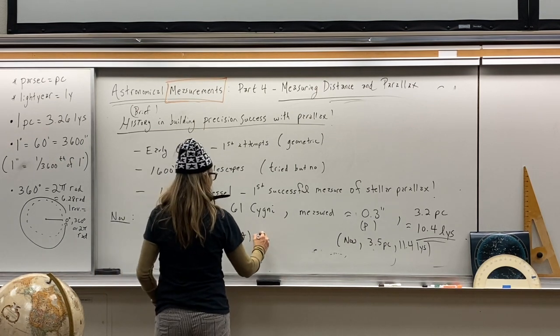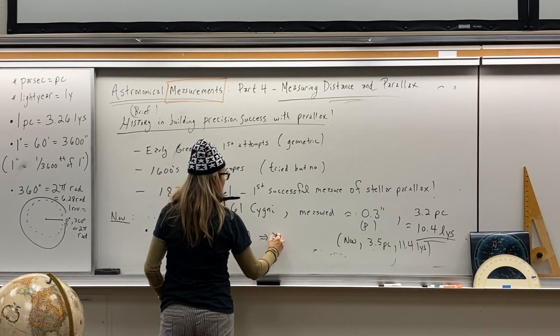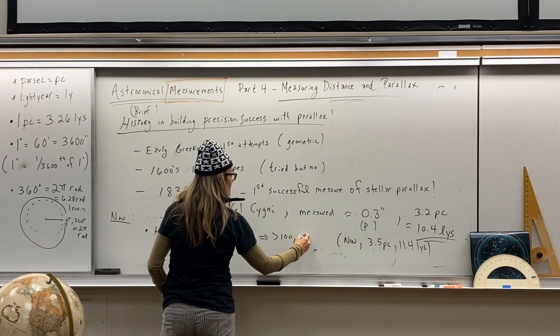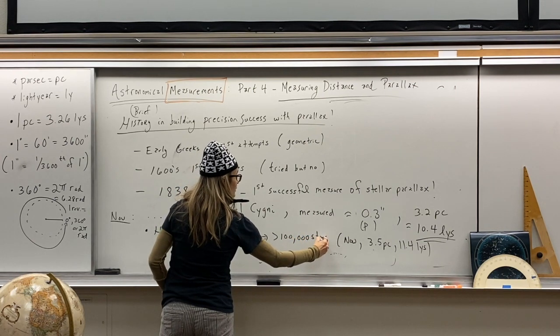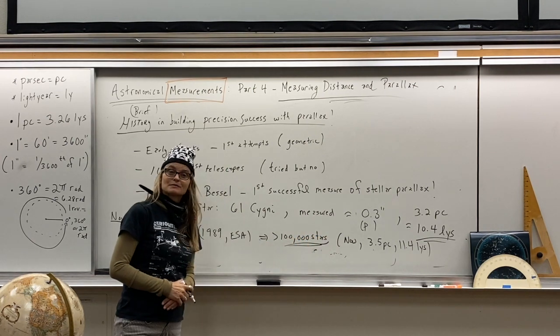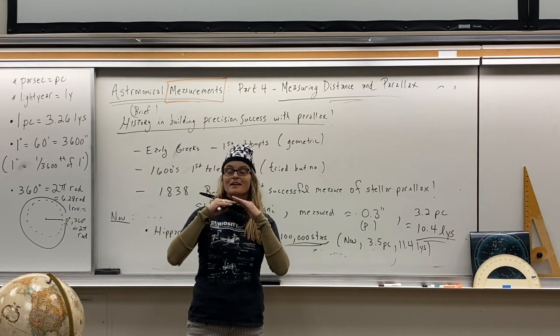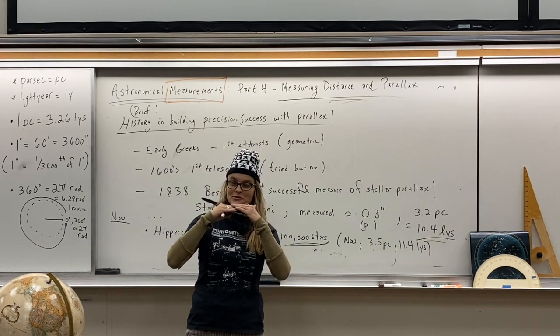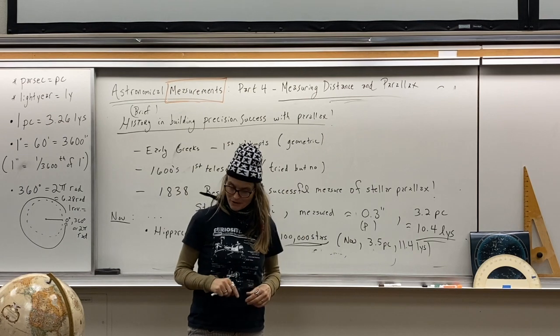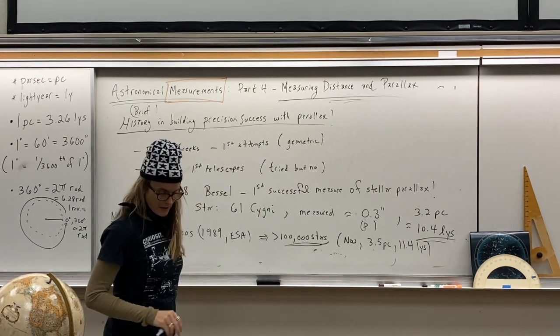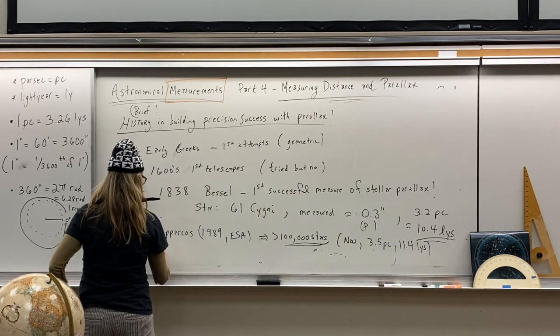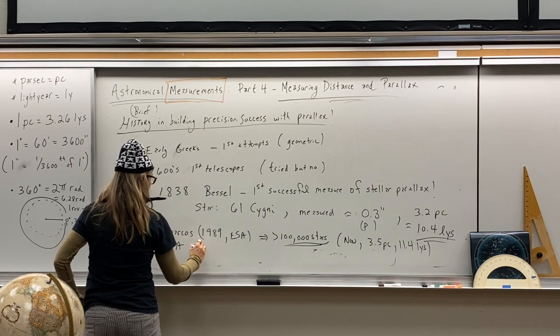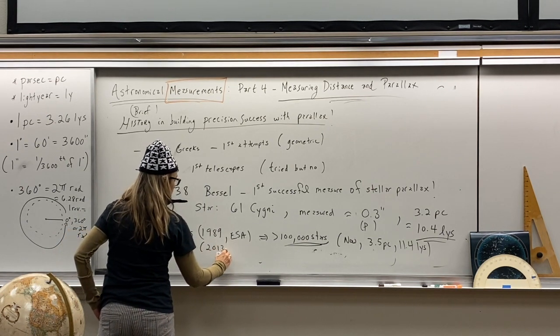Okay, so now we have over 100,000 stars with precise parallax measures, these nearby stars in the cosmic distance line, which is good. Then we can use those to build the further out distances. And then in 2013, we have Gaia, also by ESA.